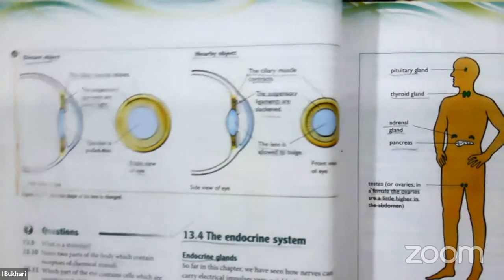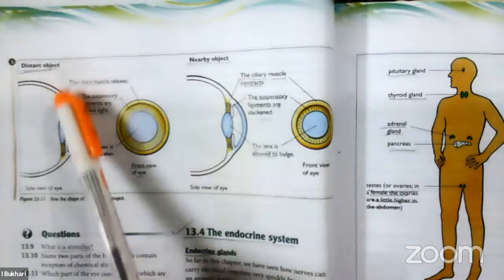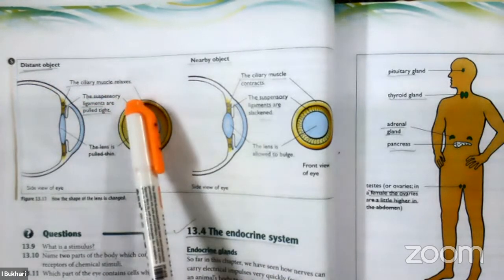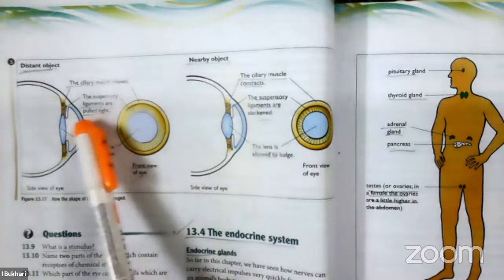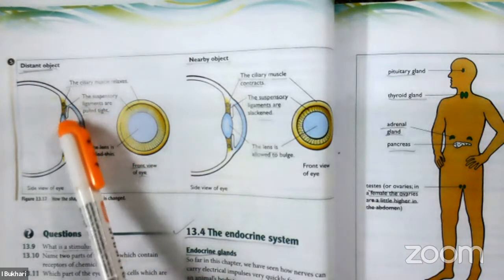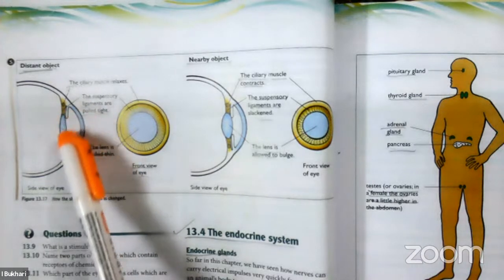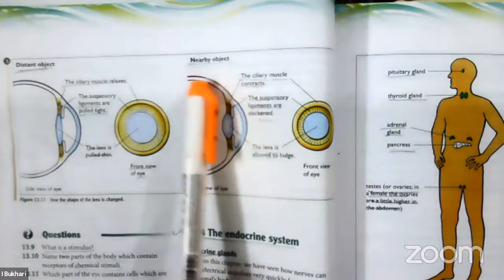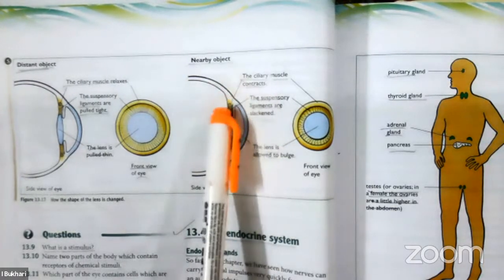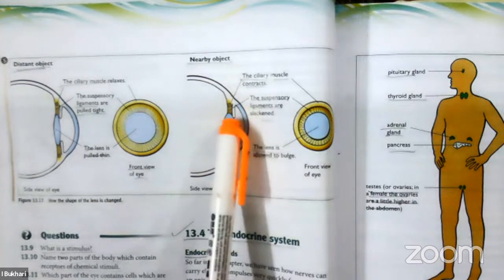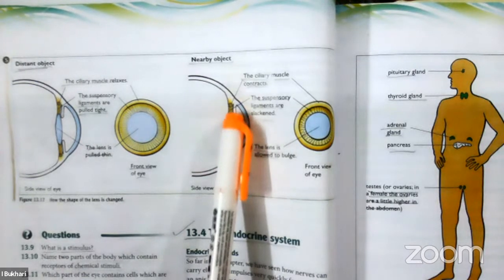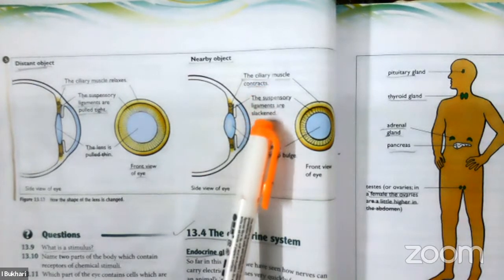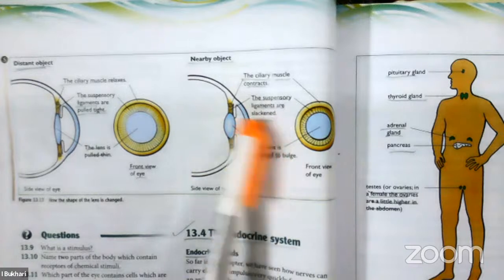You could see here that when you are looking at a distant object, the ciliary muscles are relaxed and the suspensory ligaments are pulled tight, and this is one of the reasons it will pull or make the lens thinner. Compared to the object which is nearby, where the ciliary muscles will contract and the suspensory ligaments are relaxed. So it is just the opposite: when the ciliary muscles are contracting, the suspensory ligaments are slackened.